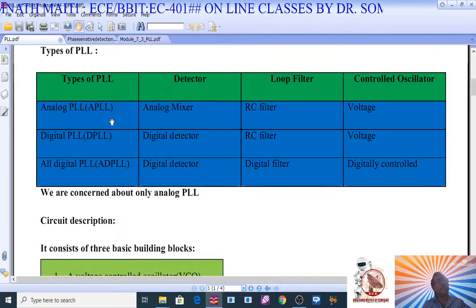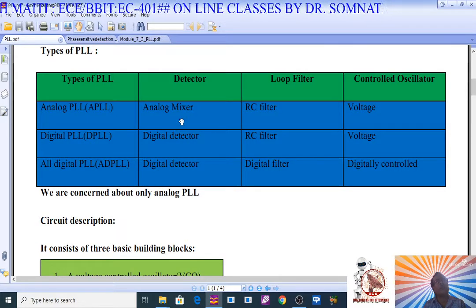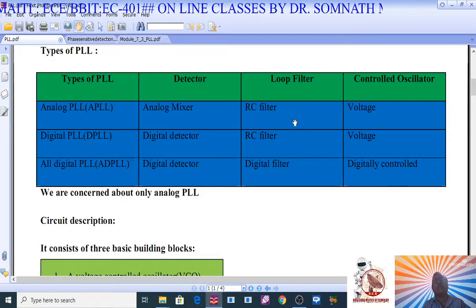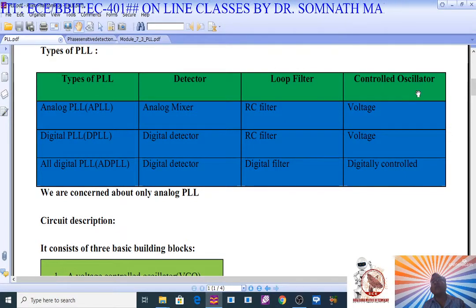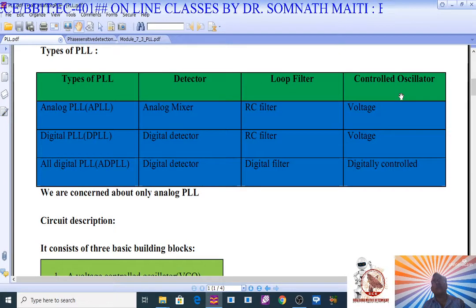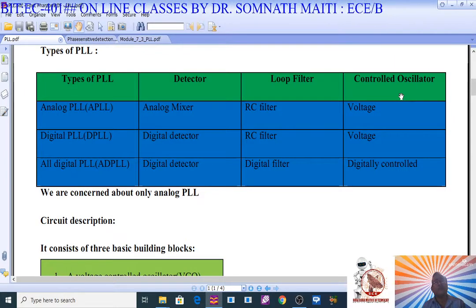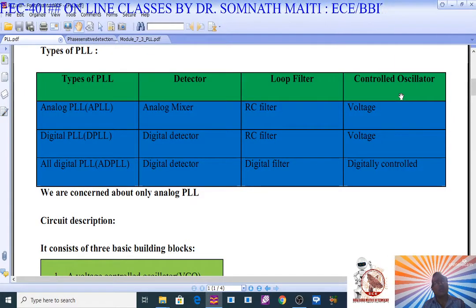Analog PLL, APLL, if the detector is an analog mixer, just like a balance modulator. Loop filter is an RC filter, and the controlled oscillator is a VCO, whose control signal is voltage.